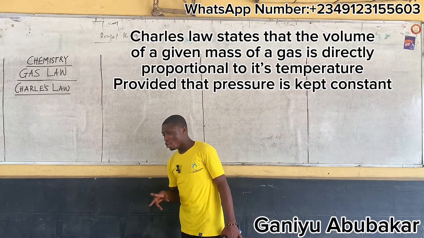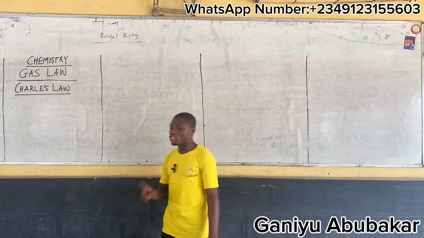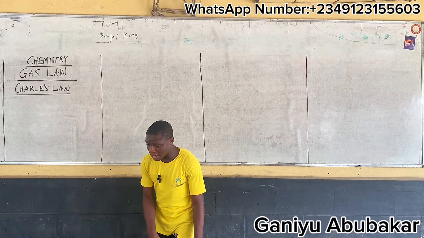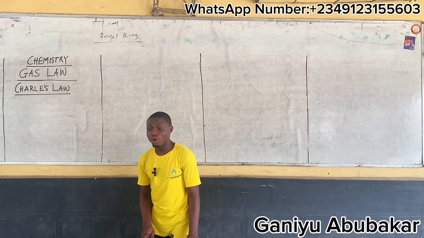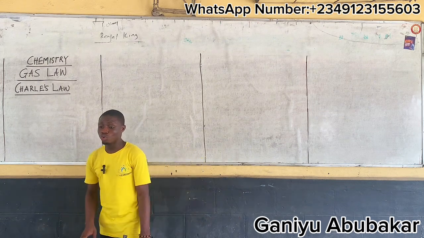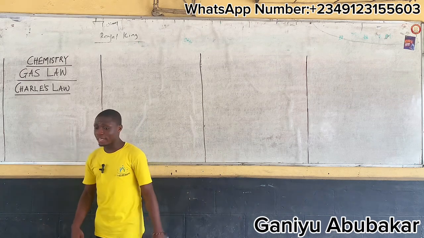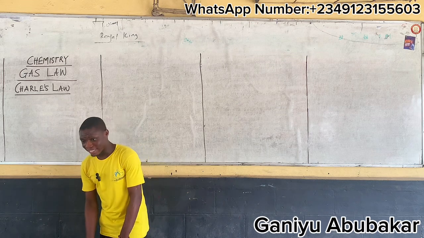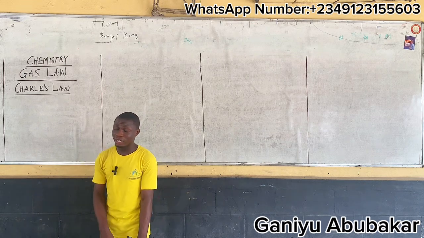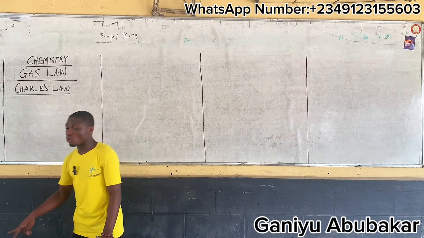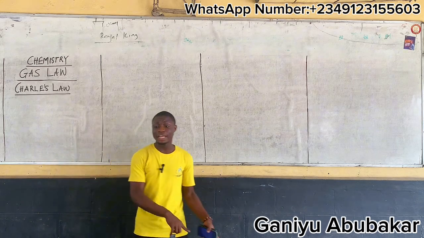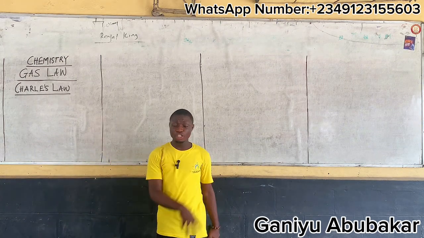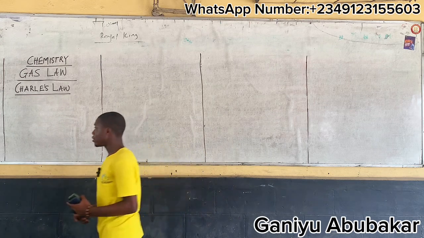Now here's the thing. For Boyle's law, temperature is kept constant and I'll use P1 V1 equals P2 V2. For Charles' law, the pressure is kept constant in this case. That's like two different things. For Boyle's law, temperature is kept constant. For Charles' law, pressure is kept constant.